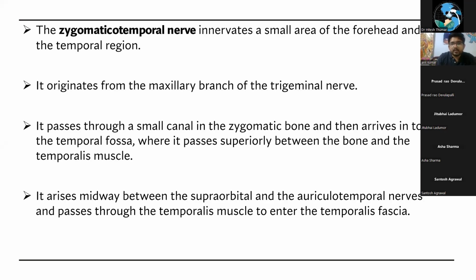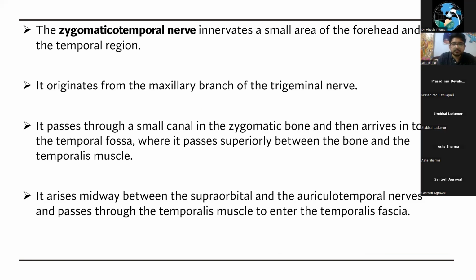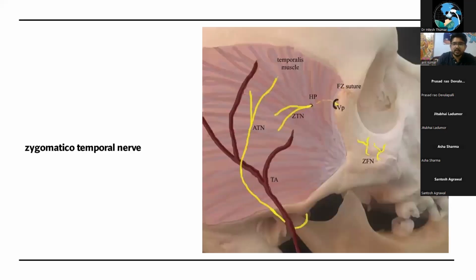Coming to the zygomaticotemporal nerve, it innervates a small area of the forehead and the temporal region. It originates from the maxillary branch of the trigeminal nerve. It passes through a small canal in the zygomatic bone. You can see this is the zygomatic nerve. It enters the temporal fossa and lies between the temporalis muscle and the temporal bone. So it arises midway between the supraorbital and auriculotemporal nerves.